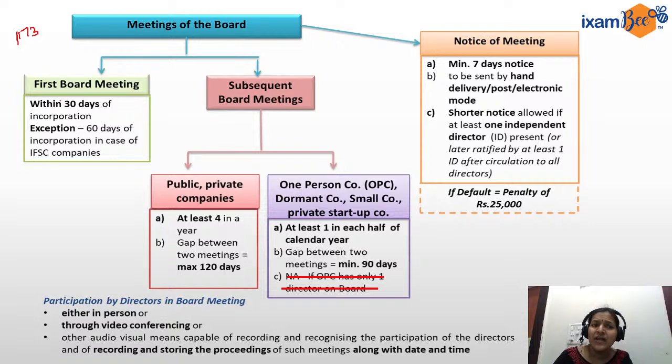They first specify that the first board meeting should be held within 30 days of the incorporation, and for subsequent meetings, in the case of public and private companies, there should be at least 4 held in a year, and the maximum gap between 2 meetings should be 120 days. This was relaxed to 180 days in times of corona, until September 2020 only, but only for that duration this rule was relaxed. Otherwise the rule is 120 days.